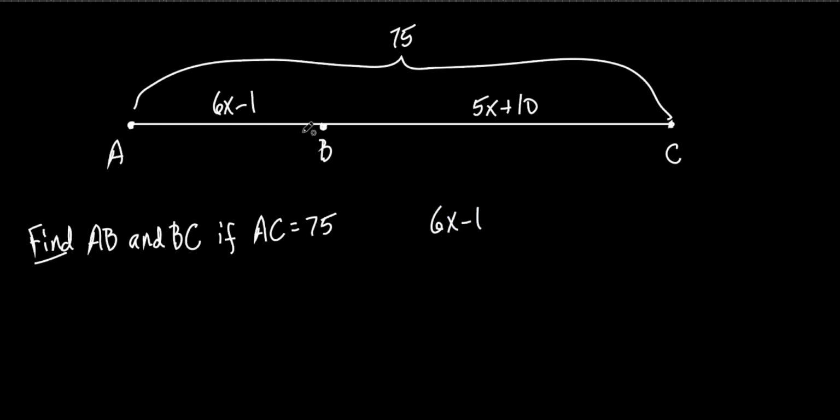So here we go. Let's add up the two segments. So I've got 6x minus 1. So what are we going to do with this and with this?